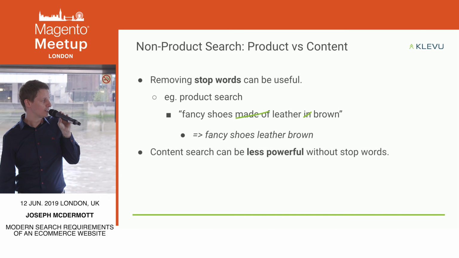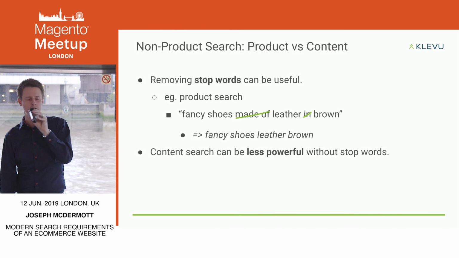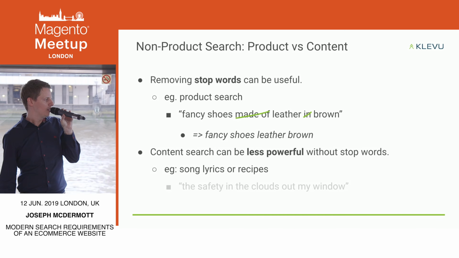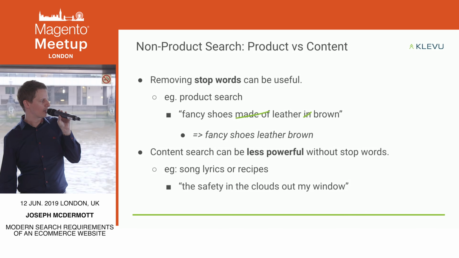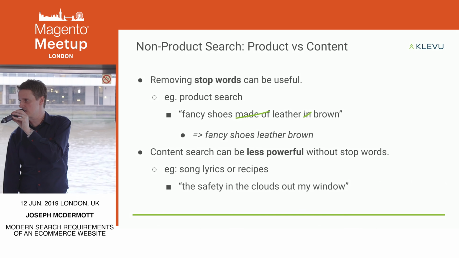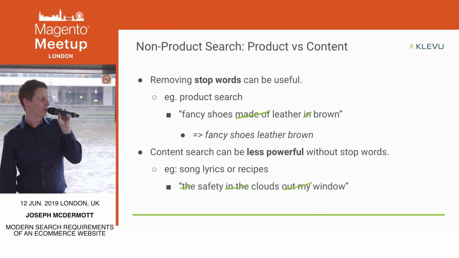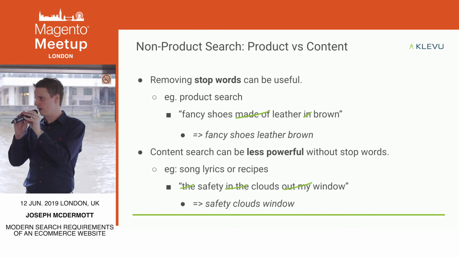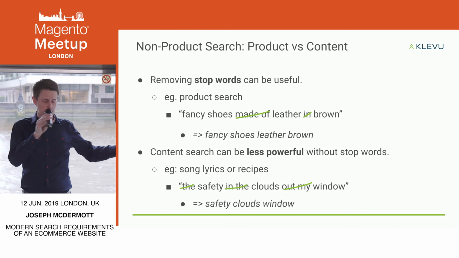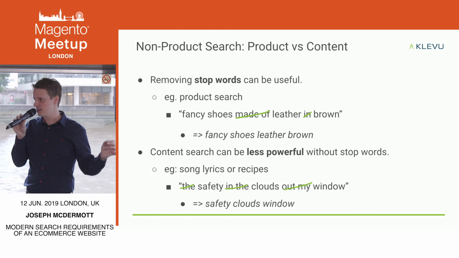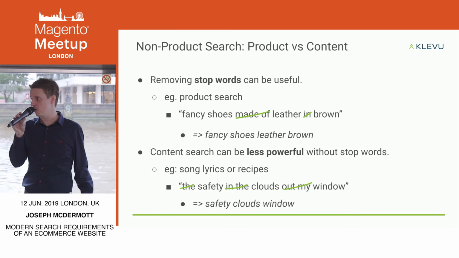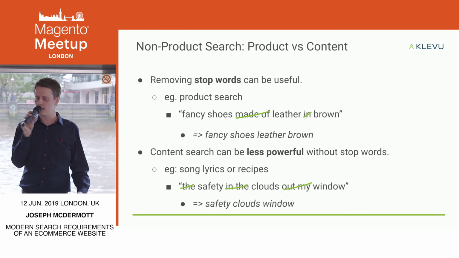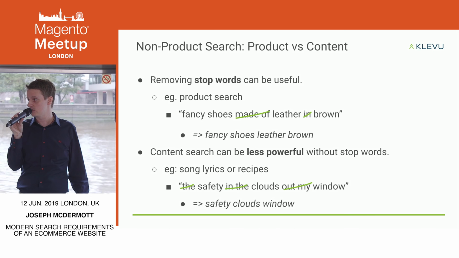However, content search can be less powerful without these stop words. For example, if you're searching for song lyrics or recipes, let's take an example query. The safety in the clouds out my window is a song lyric. But if you remove the stop words here, your actual result is safety clouds window. Now, if you were looking for the full string, you're more likely to match it. Once you remove over 50% of the words here, which are stop words, your content search is actually going to be less easy to match to the article you're looking for.